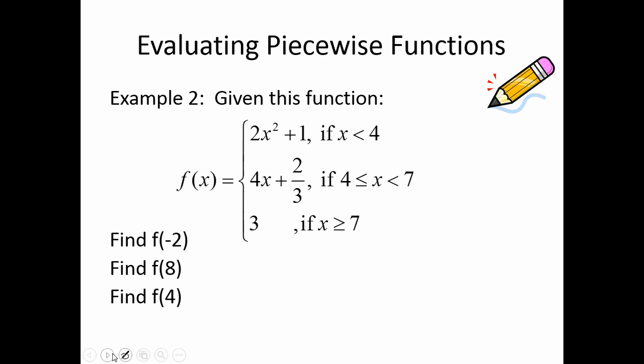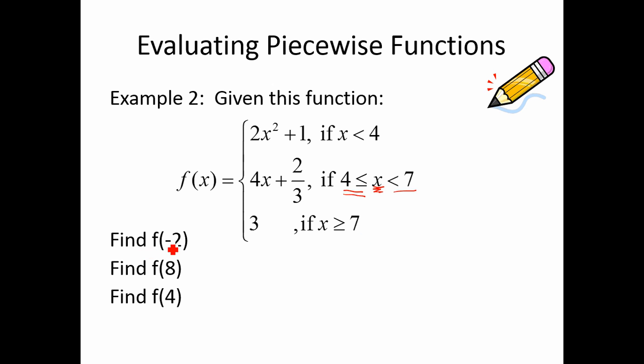Okay, let's look at another example. This one has 3 parts. So given this piecewise function, it says f of x equals 2x squared plus 1 if the x values are less than 4. Or you use 4x plus 2/3 if the x values are less than 7 but greater than or equal to 4. So basically between that 4 and that 7, including the 4 in this second one. And then it's just 3. Notice there's no x here if x is greater than or equal to 7. So let's find the first one.